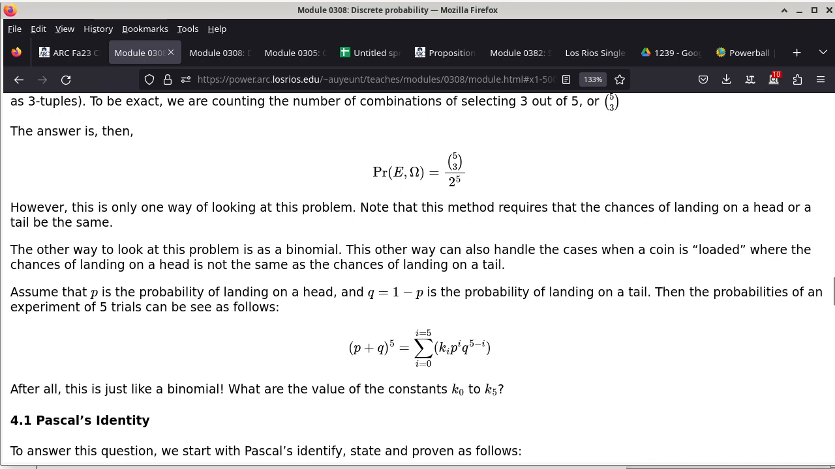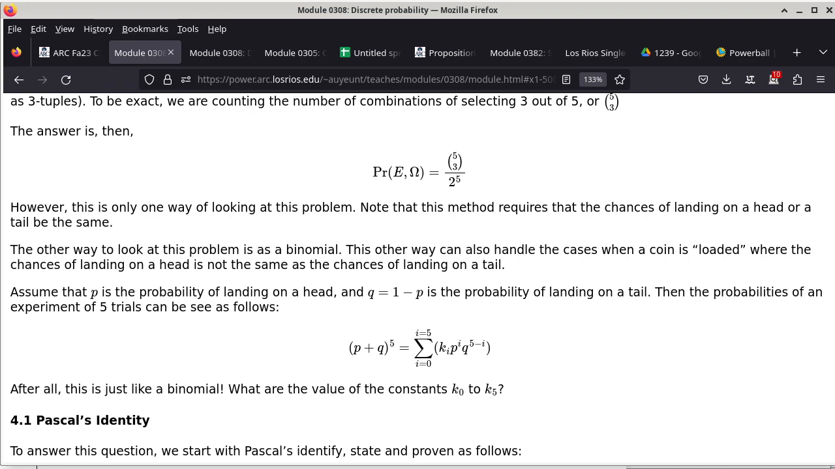It is (P + Q)^5 because for every single coin toss, we can end up with a head, which corresponds to the P, or we can end up with a tail, which corresponds to the Q. Raised to the power of 5, because each outcome is independent from the outcomes that came earlier in the trial. So that's why it is to the power of 5.